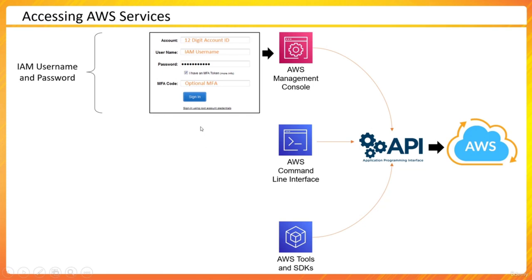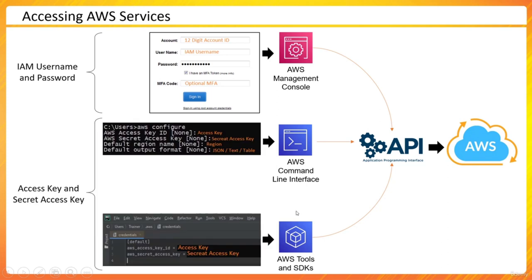Okay, so for my management console, I had to access it through a username and password. But the same method is not applicable when I want to access things from the command line or from an SDK. SDK stands for Software Development Kit. For command line and SDK based access, I would need an access key and secret access key. These are randomly generated strings created for me by AWS to ensure that I can be authenticated and authorized to perform operations.